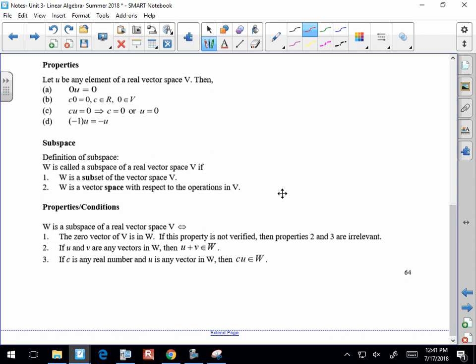If W is a subset, subspace subset, that makes sense, of the vector space V, W is a vector space with respect to the operations in V. All right, so it itself has to be a vector space, but in addition to that, it then has to also be a subset, sorry, bless you, of another vector space. Right, that would make it a subspace.